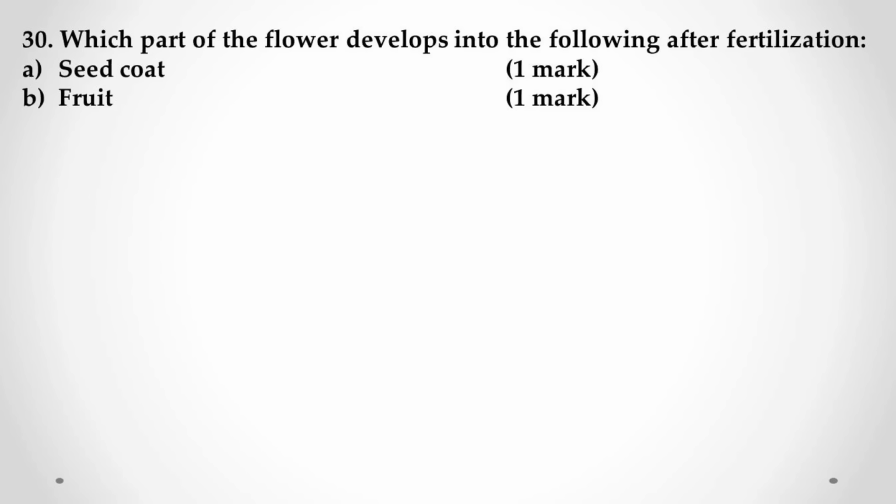Question 30. Which part of the flower develops into the following after fertilization? A. Seed coat, and B. Fruit. The part of the flower which develops into seed coat after fertilization is the integument. And the part which develops into a fruit after fertilization is the ovary.